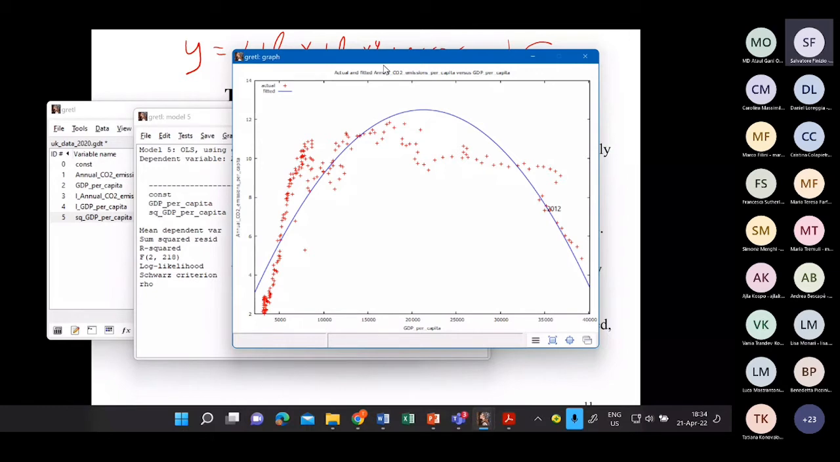What is the rationale? Yes? As the country gets richer and richer, the country outsources more production, and also we have more innovation, so the CO2 goes lower. So this is a very good point.